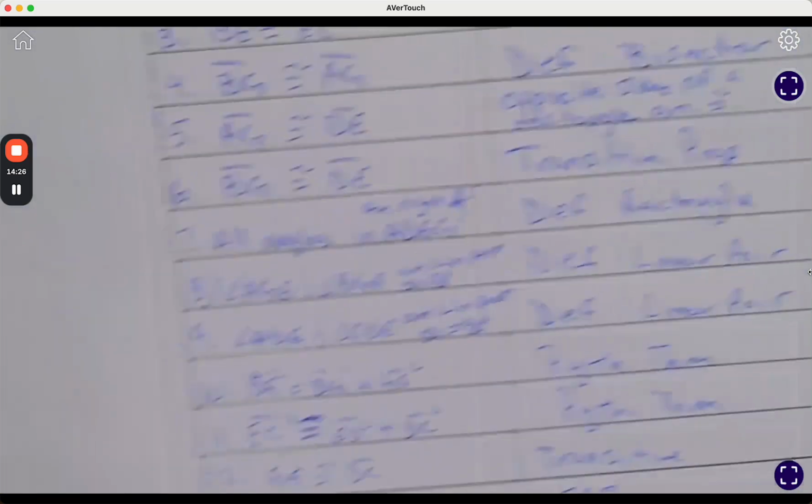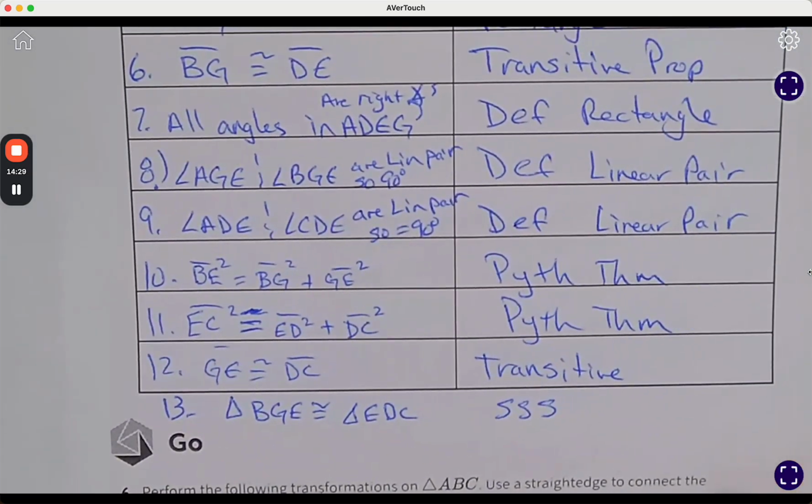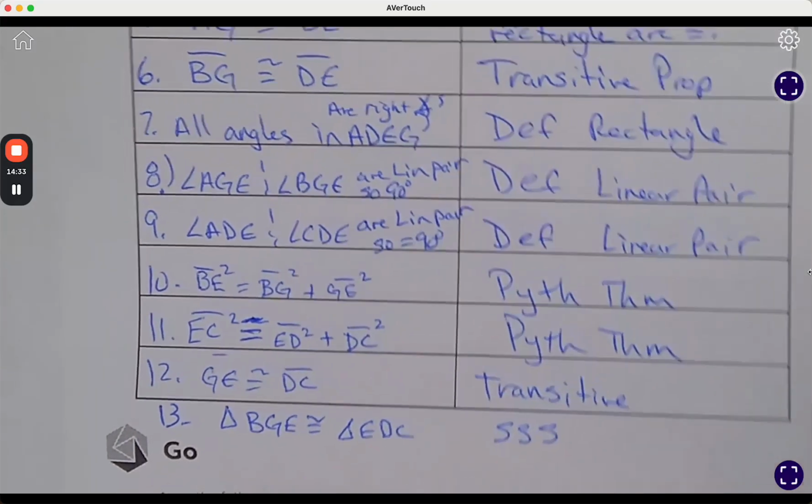Sorry, did I give you enough time on there? I'm going to do that right there. Pause for a minute. Hello, okay. And I'm moving on. Here's number 6.